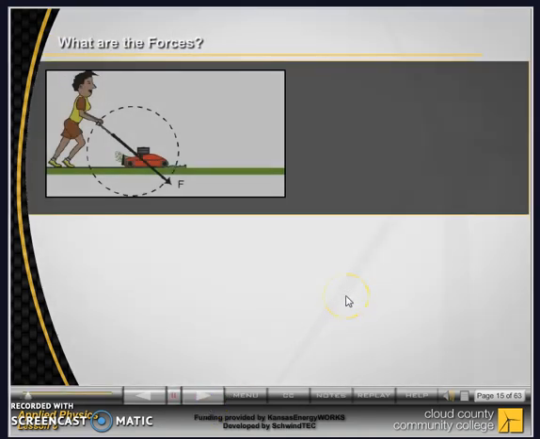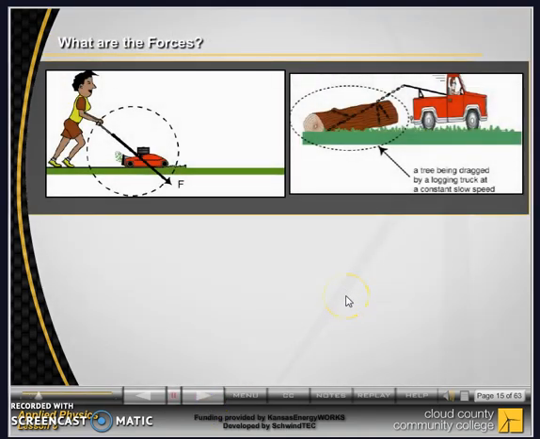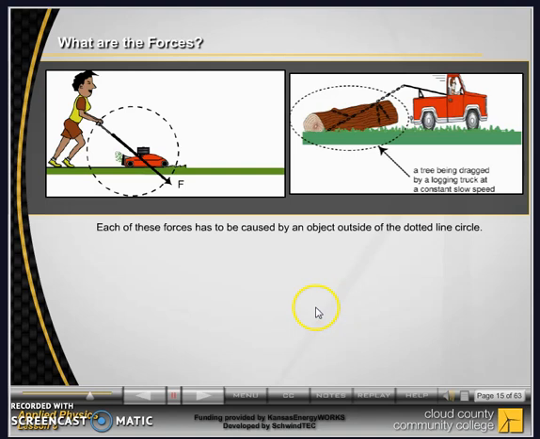The forces that need to be identified are those forces acting on the object or system. Each of these forces has to be caused by an object outside of the dotted line circle. It is important to identify the agents outside the object or system that are exerting forces on the system.